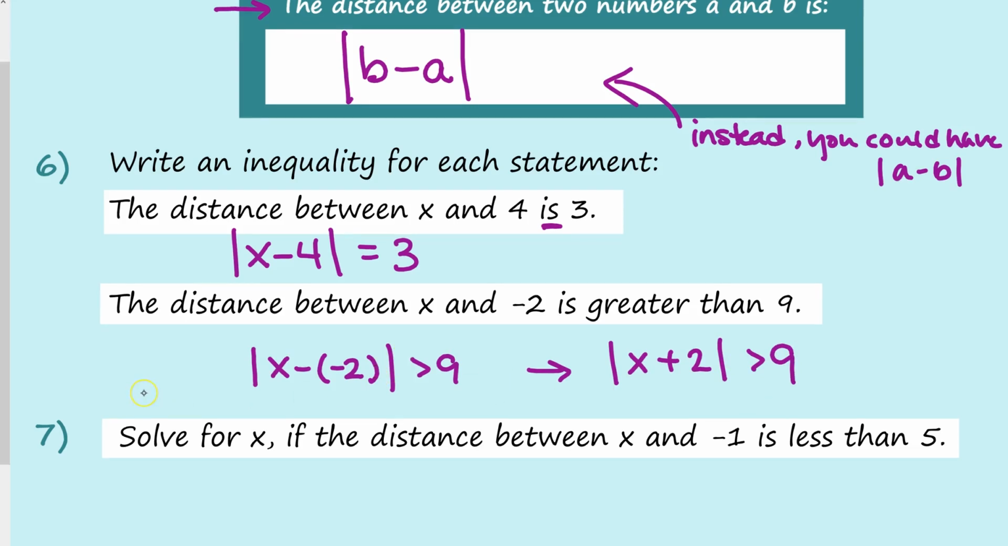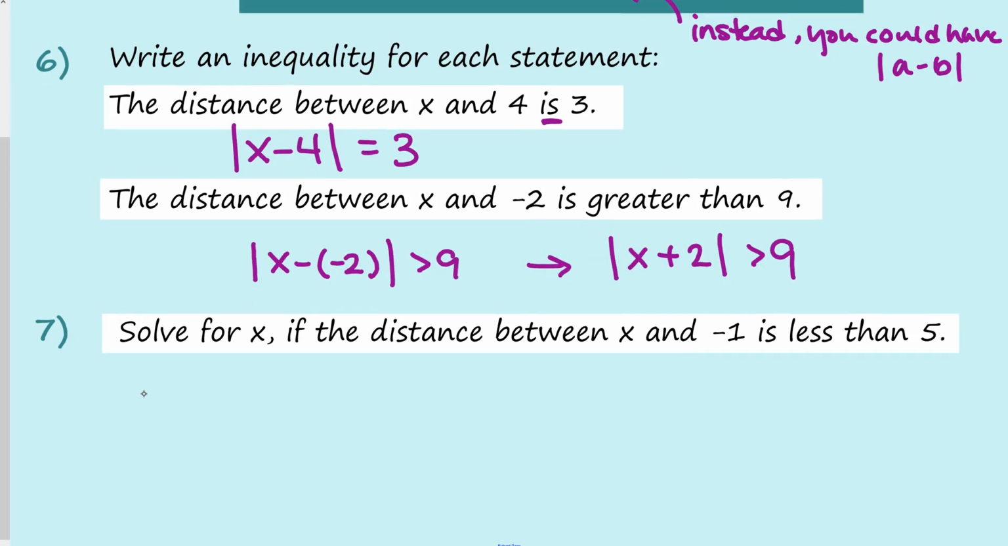And then for number 7, we're going to set it up as well as solve. So solve for x if the distance between x and negative 1 is less than 5. So first of all, the distance between x and negative 1, we subtract them and take the absolute value, and that is less than 5. So let's simplify it. The absolute value of x plus 1, whoops, what did I do? I had the wrong sign, didn't I? Less than sign. Sorry about that. The absolute value of x plus 1 is less than 5.